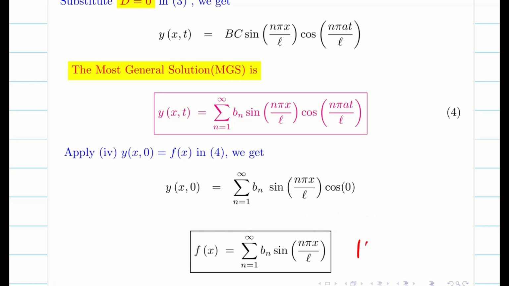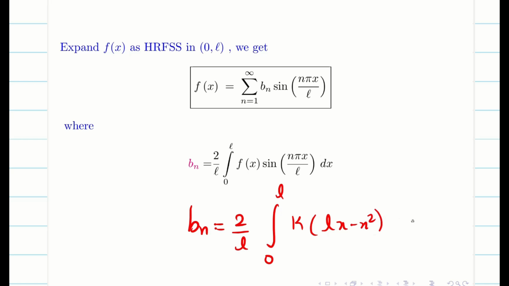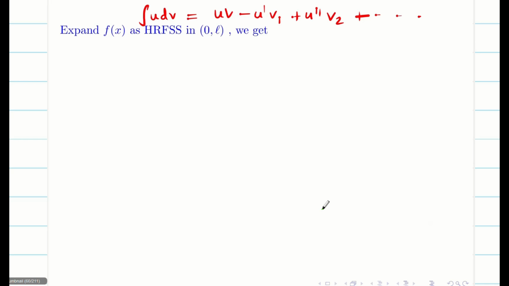Now it looks like a half range Fourier sine series, where f of x from the question is k into (Lx minus x square). Now we know the Bn formula. Substituting this, Bn is equal to 2 by L, integral 0 to L, k(Lx minus x square) sin n pi x by L dx. Now we have to apply Bernoulli's formula to find the Bn. Since the highest power of the function f of x is 2, we will be getting 3 terms. So let us consider them one by one.